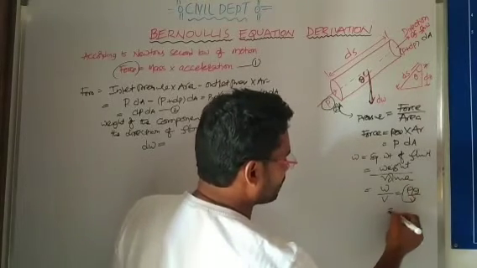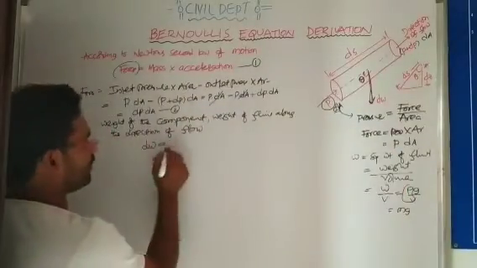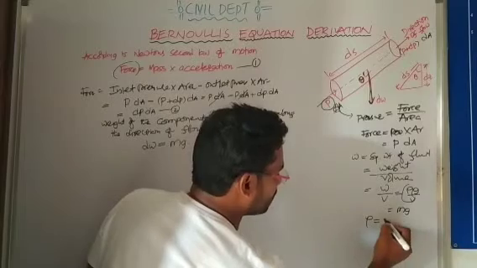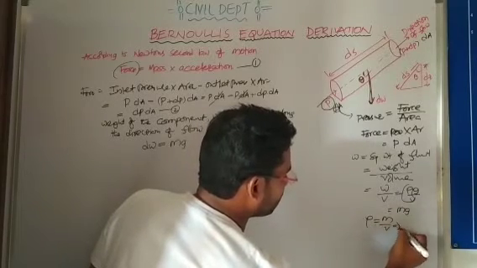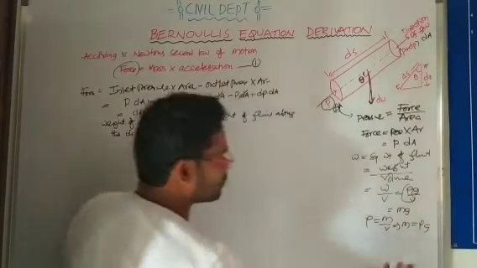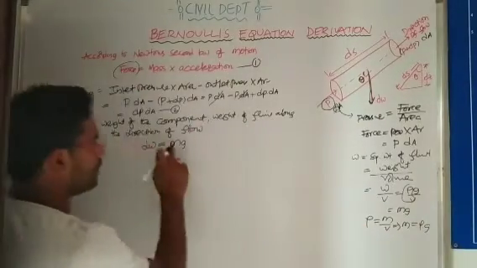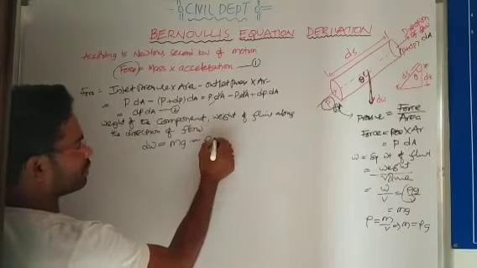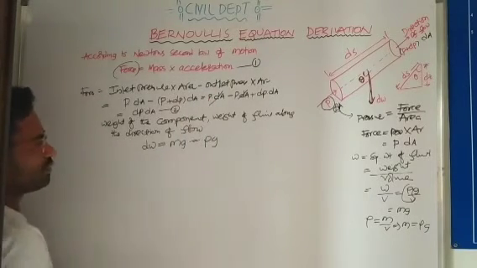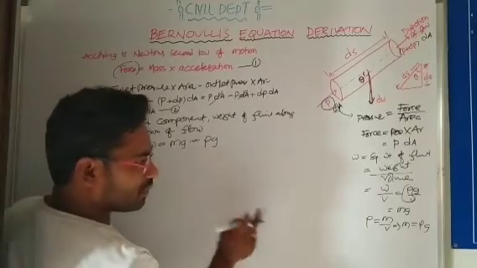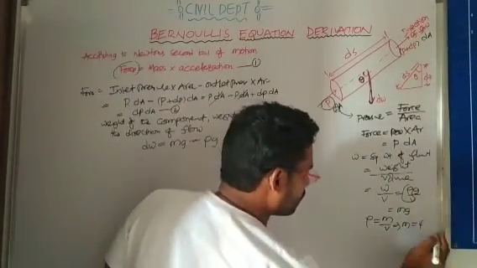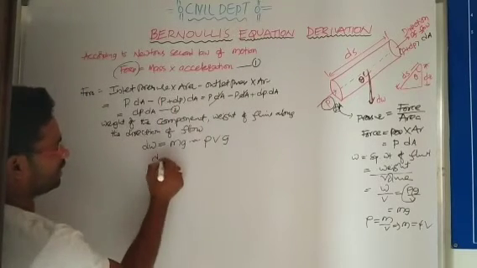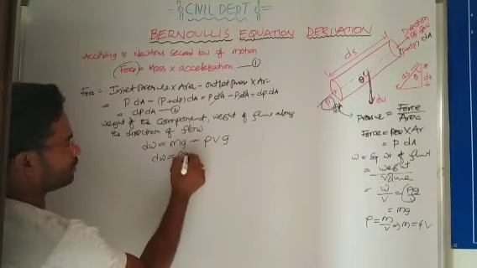Weight can be written as mg, so substitute the mg value here. According to density, rho is equal to m by v, where m is equal to rho into v. So substitute the m value, and from that equation m is equal to rho v. So substitute here rho v g. So dW is equal to rho g.